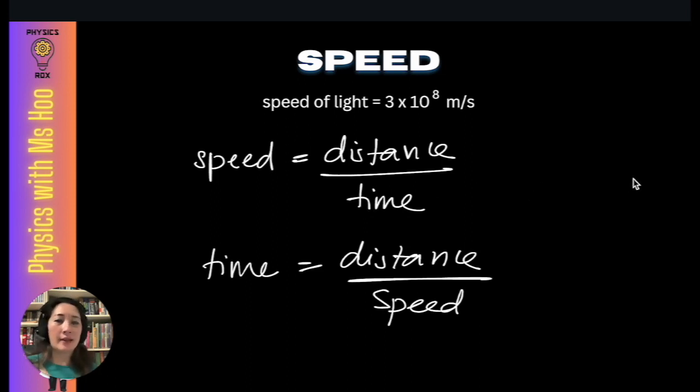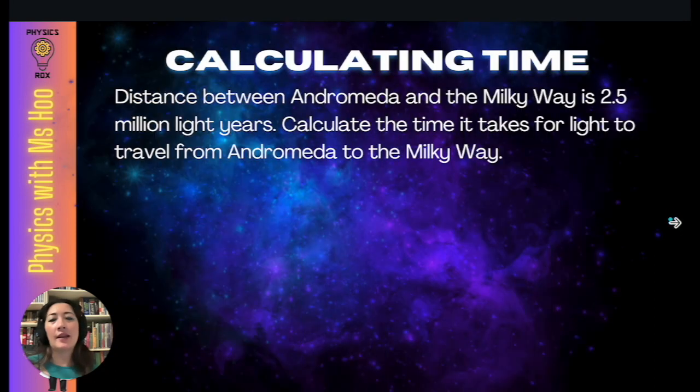Let's go through a simple example. Let's say we need to calculate the time it takes for light to travel from Andromeda to the Milky Way, given that the distance between Andromeda and the Milky Way is 2.5 million light years. So to solve this, you just need to take the speed formula, which is speed equals distance over time. So I'm going to write that over here.